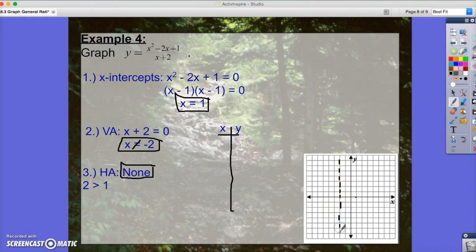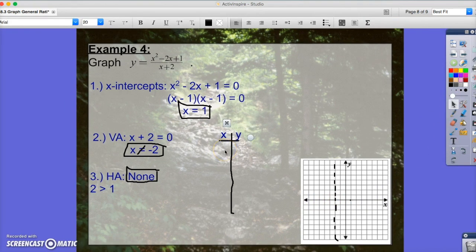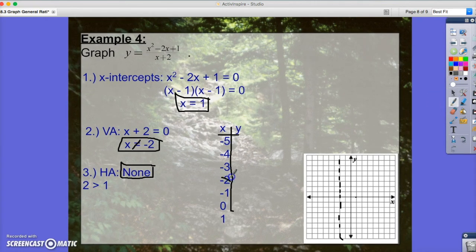Now we want 3 points. I said not 2 because there's only one dotted line. There's not 2. So we want 3 points to the left, 3 points to the right. So if it's -2, -3, -4, -5, -3. And then we want, after -2, we want -1, 0, 1. All right, that's a lot better. Remember, we can't actually use -2. So we're picking 3 points to the left, 3 points to the right.